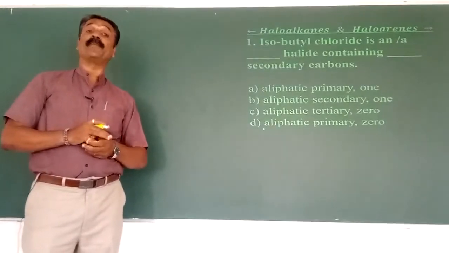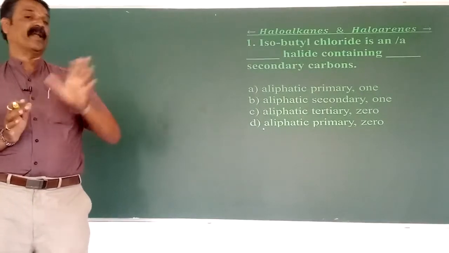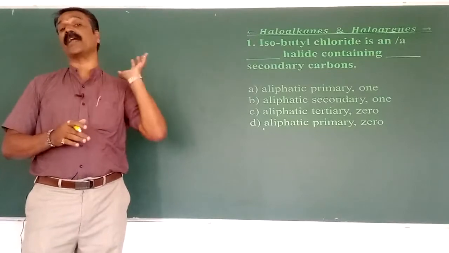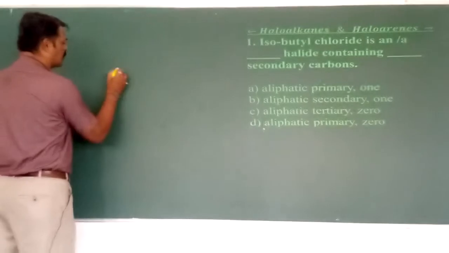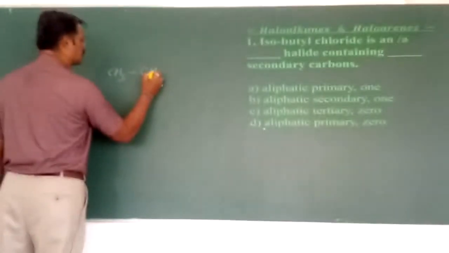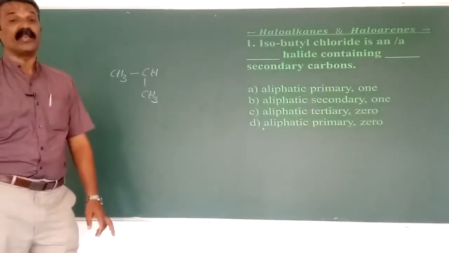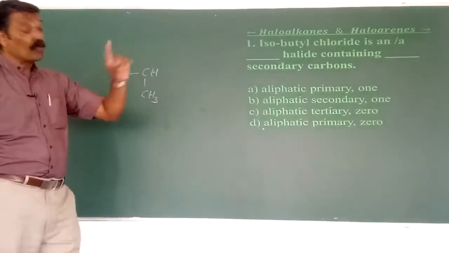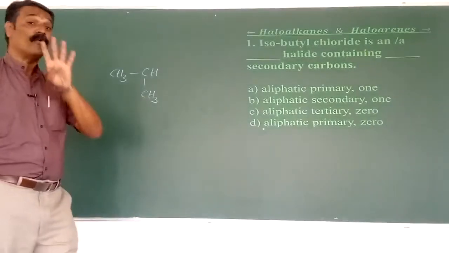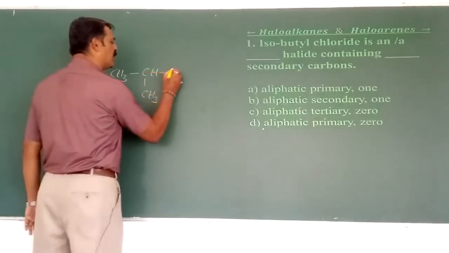First we have to know the prefix here, iso. Iso means it is branched, no doubt, but it is not strictly secondary. Iso refers to a CH3 group: if the methyl group branching is at the second position, then we call that iso. What is butyl here? Totally 4 carbon atoms. Iso already refers to 3 carbon atoms. Next, butyl means it is CH2 with chloride.